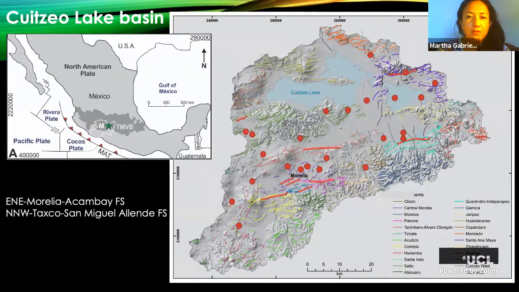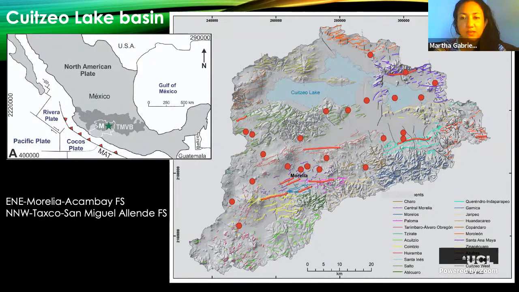These are tectonic basins in central Mexico, and we're focusing on the central part of this volcanic arc, in the Quetzal Lake Basin. And in this basin, Morelia city is the largest city. It has nearly 1 million inhabitants, and this city is rapidly growing without nearly any organization.